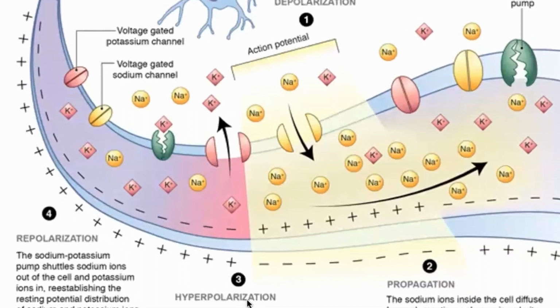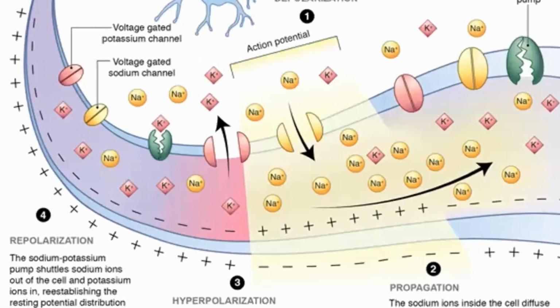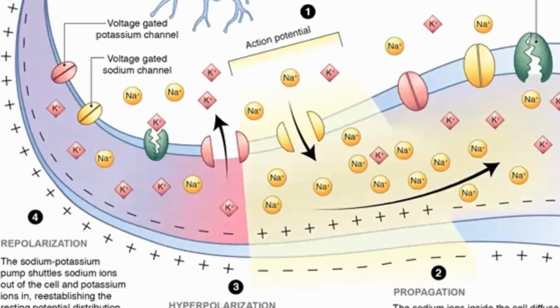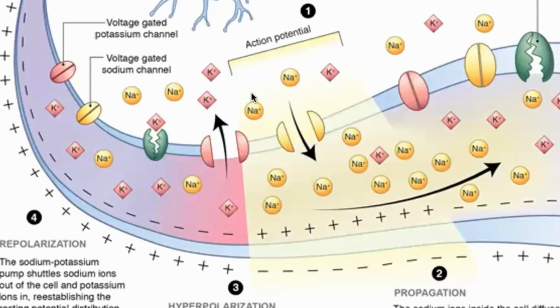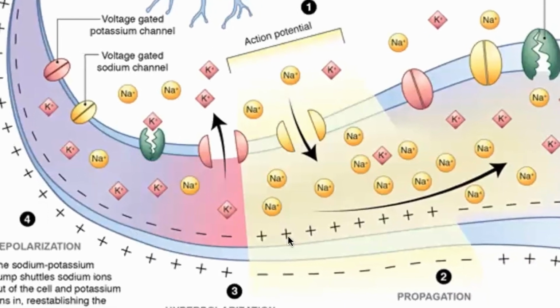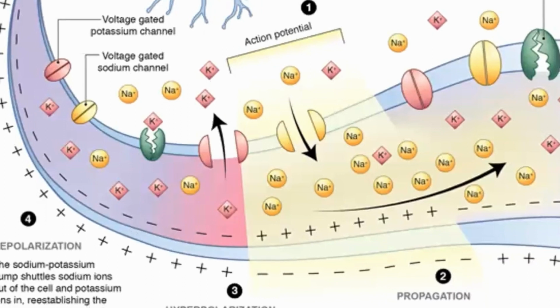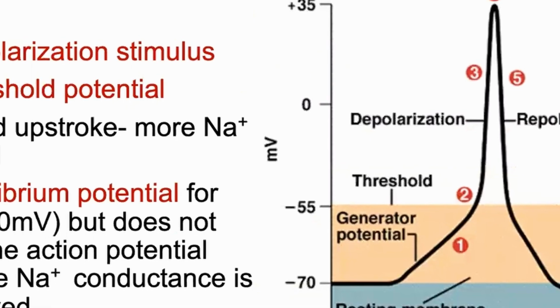This is also showing hyperpolarization. After the action potential, the sodium channels will close and the potassium will open. So you have an efflux. The potassium will have to leave, because so much sodium came in, to create this balance, and this balance will eventually be stabilized by the ATPase pump.